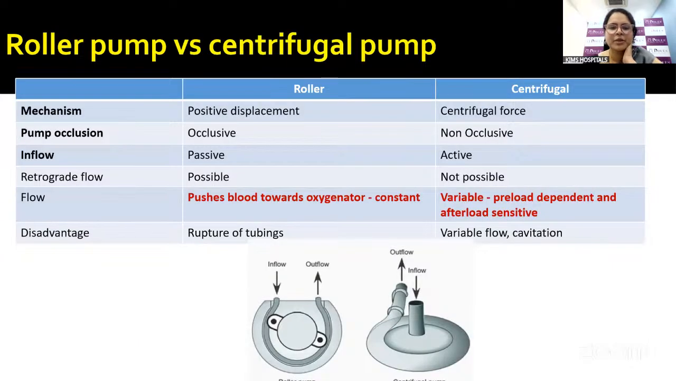So if you look at the differences between the two, the roller pump is basically a positive displacement pump, which works by complete occlusion of the lumen and positive displacement of the blood across the pump. As you can see, there is a circular motion of the central blade, and that physically comes in contact with the outer surface of the pump, and it physically pushes the blood towards the oxygenator and back to the patient.